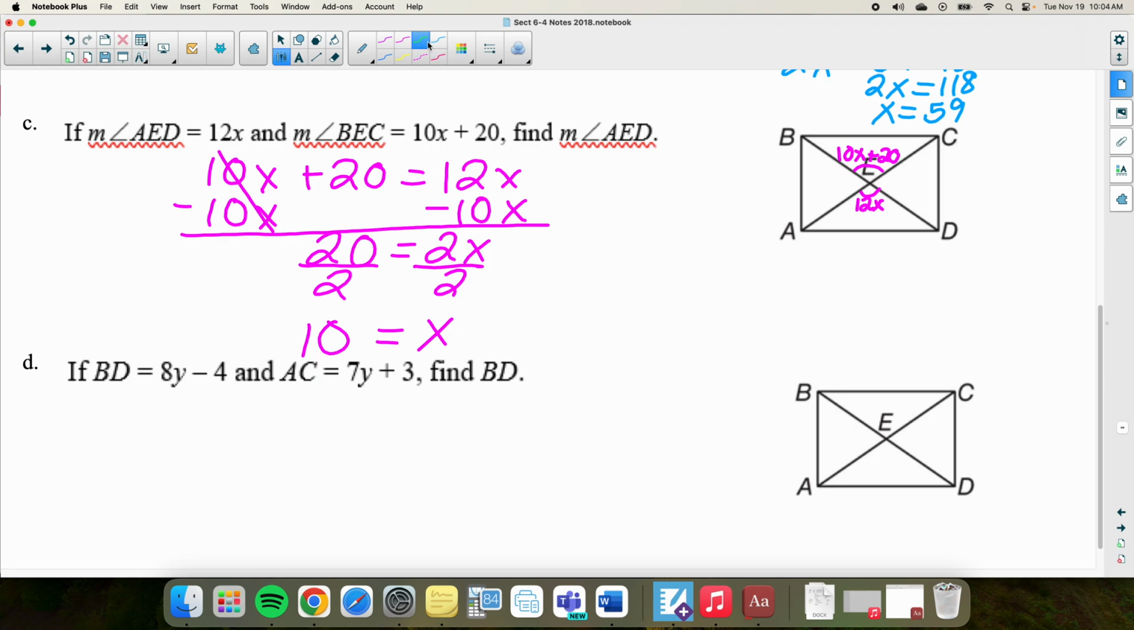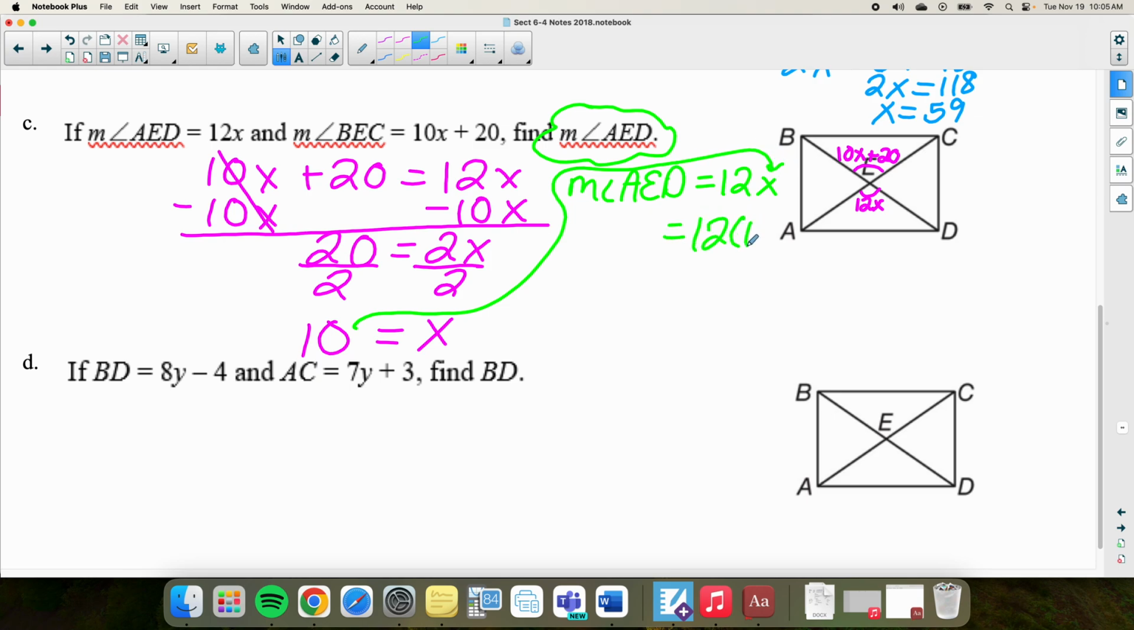Now one thing you have to be careful of is to look at what they want. And this one didn't just want x, they want the measure of angle AED, and AED is 12x. So then I would take this 10 and put it in here. So I'd go 12 times 10, which is 120.